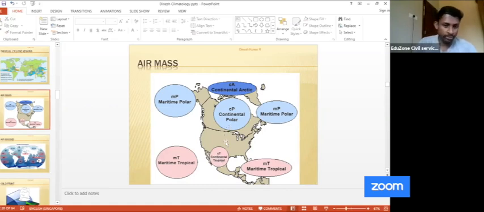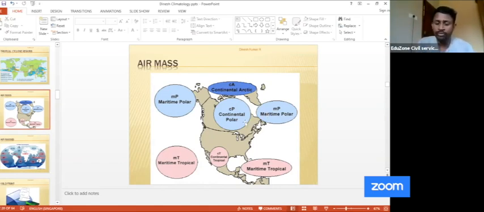Now your heading should be front. Okay, your heading is front, FRONT. Front means the boundary at which different air masses interact. This is one air mass, and this is another air mass. These two air masses interact at a boundary. That boundary is known as front.